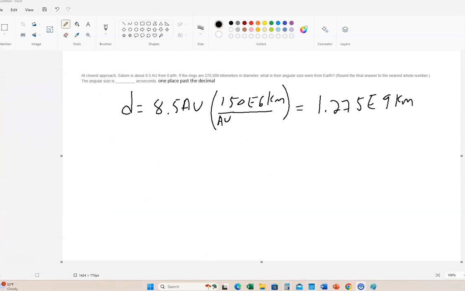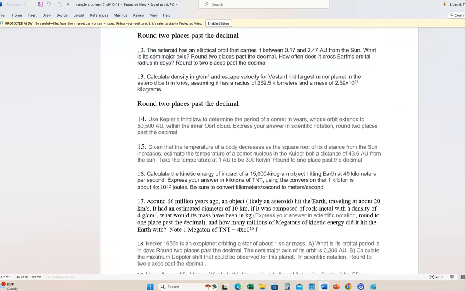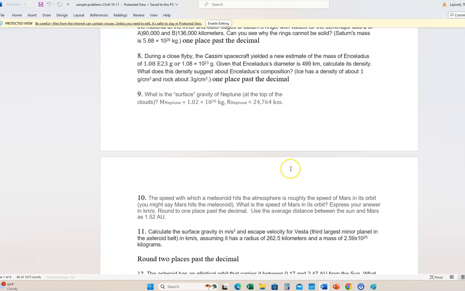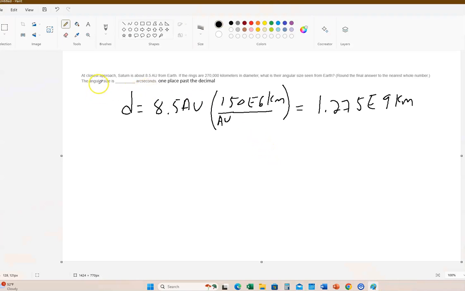This is, I think, problem 6. Hold on, where am I? Where's the one I just copied? There we go. Problem number 6, I was right. Sorry, I'm wasting time. It says at its closest, the closest approach is about 8.5 AU from Earth. If the rings of Saturn are this size, 270,000 kilometers in diameter, what is their angular size as seen from Earth? Round the final answer to the nearest whole number.